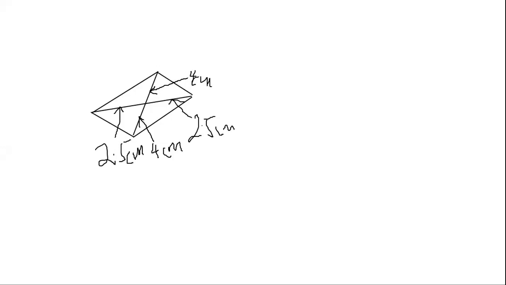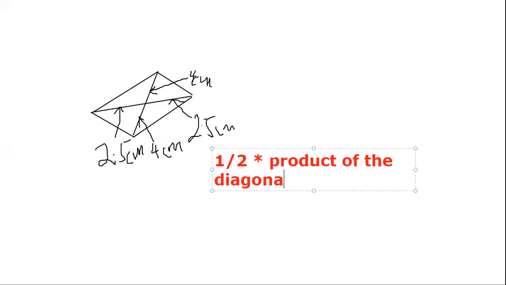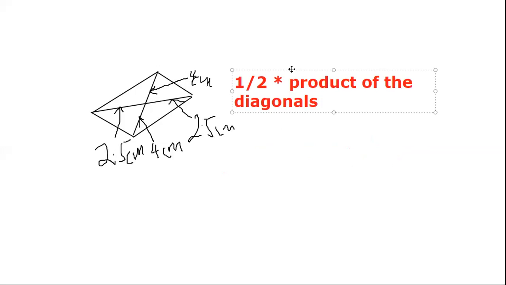Okay, so let's solve it. The formula for finding the area, if you are given the diagonals, is what? Half times the product of the diagonals. Is that okay? Half times the product of the diagonals.